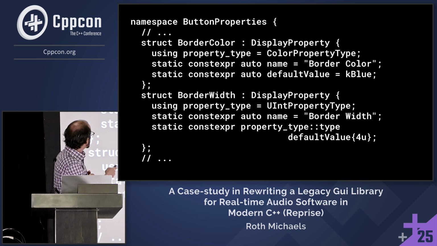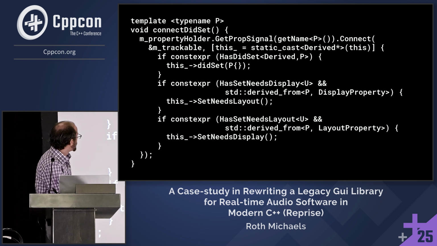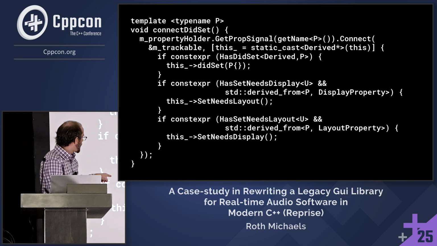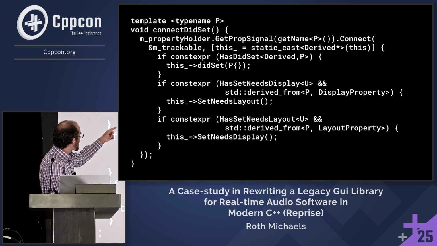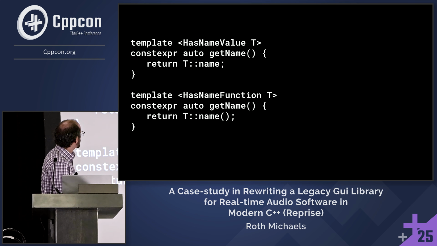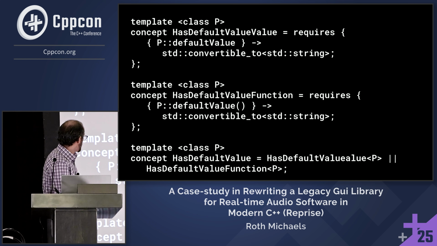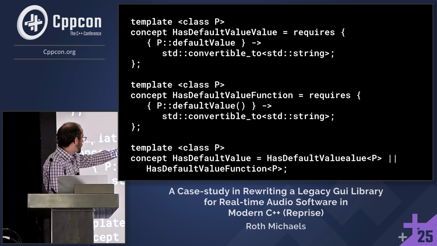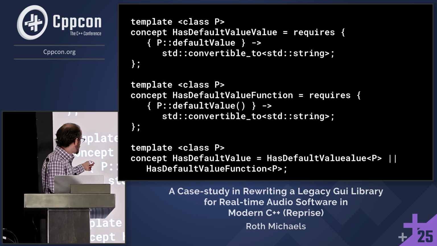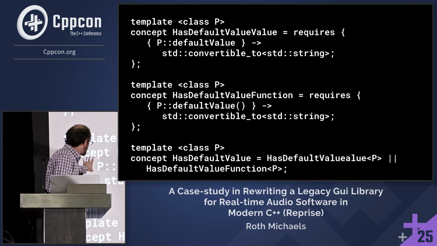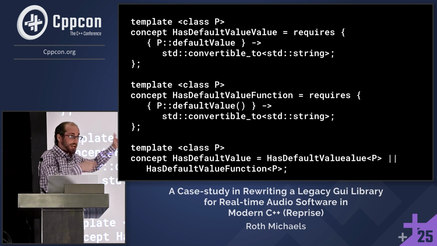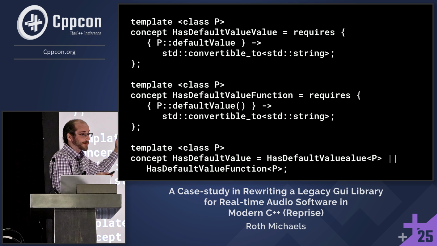And just backing up, because I didn't actually show the example of it, this has setNeedsDisplay and hasSetNeedsLayout and has didSet. We implement these the same way as these other things for having a function: it's just a concept requires, does that function compile? And for the case of didSet and setNeedsDisplay, we don't even care about the return types.